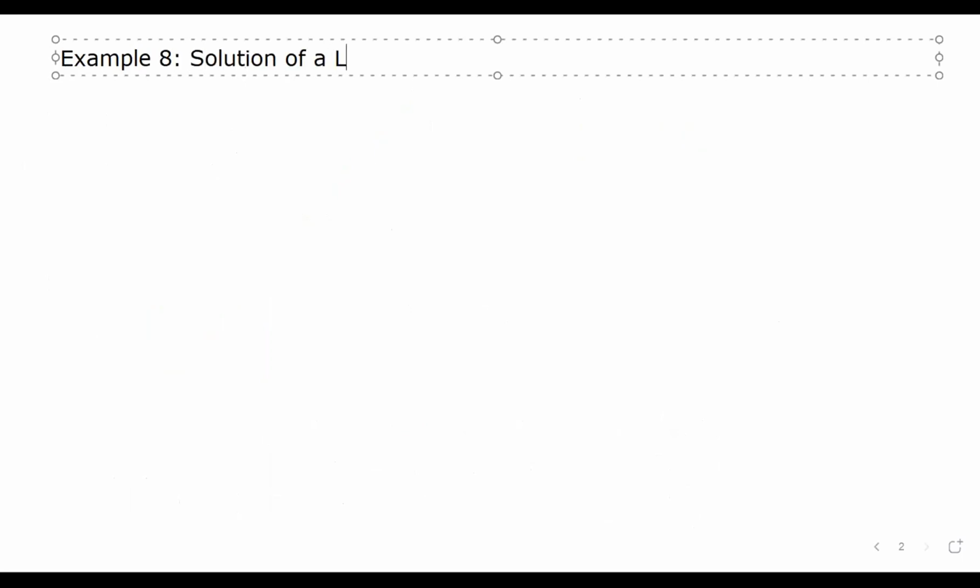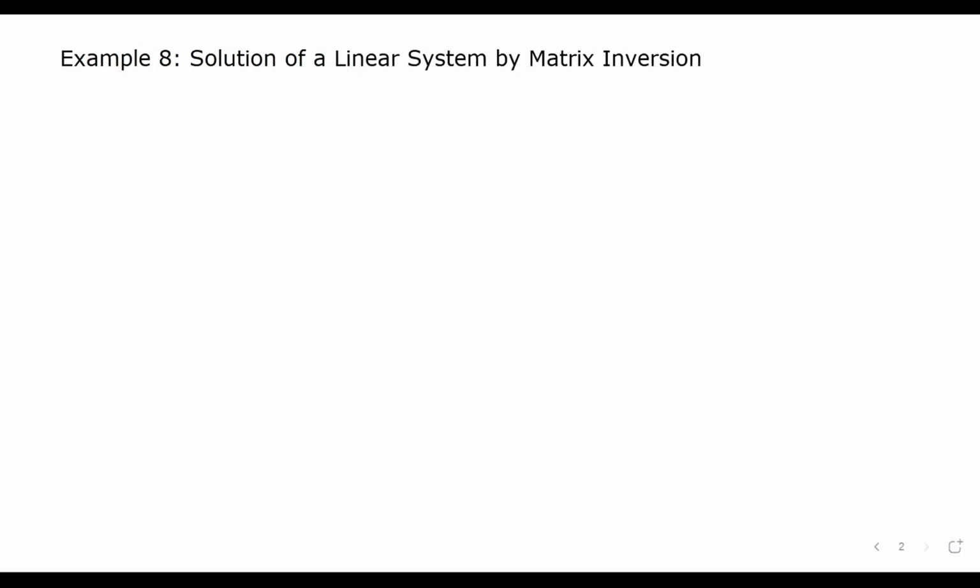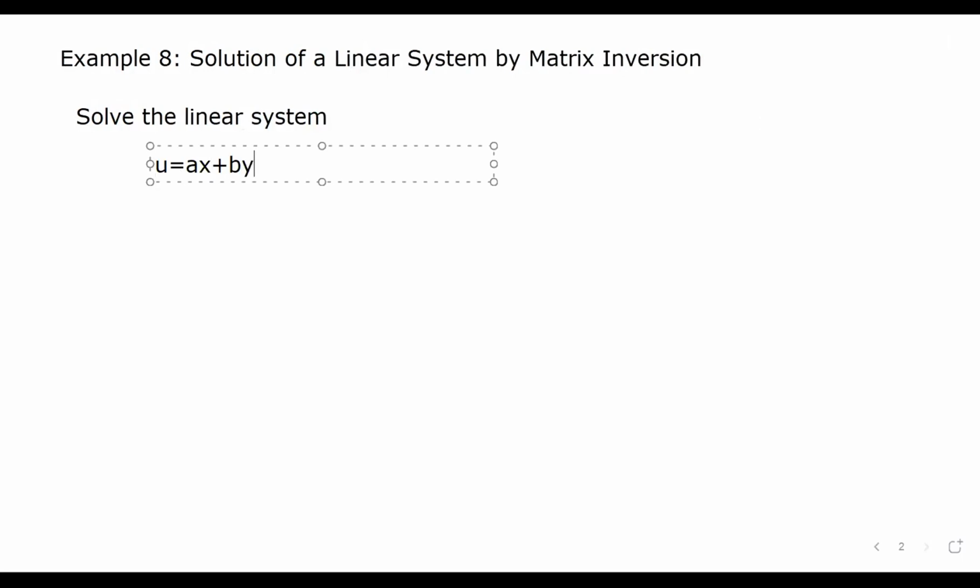Example 8. Solution of a linear system by matrix inversion. So we want to solve a linear system by what's called matrix inversion. First, here's the problem. It says solve the linear system. You're given the linear system U equals AX plus BY, and V is equal to CX plus DY.